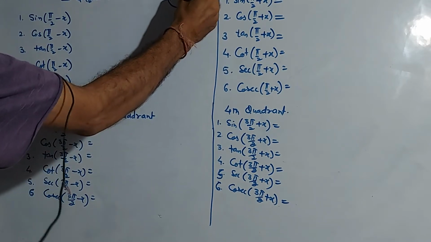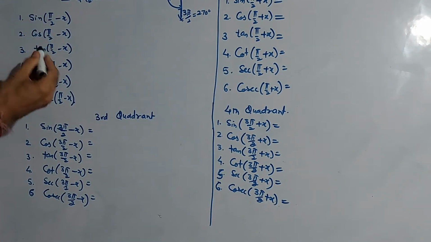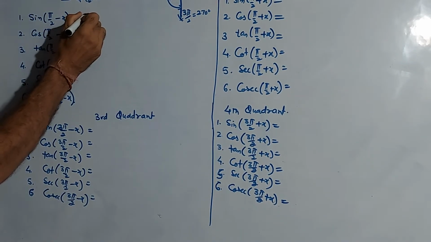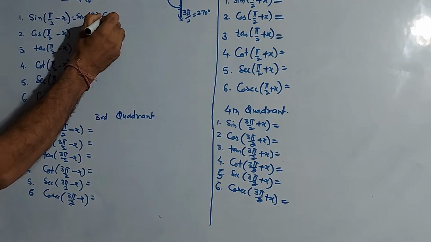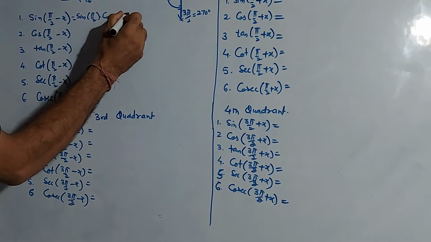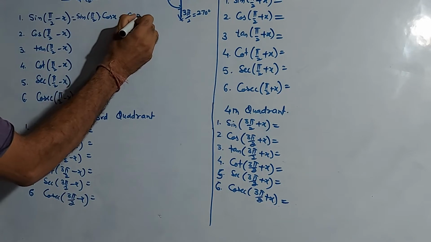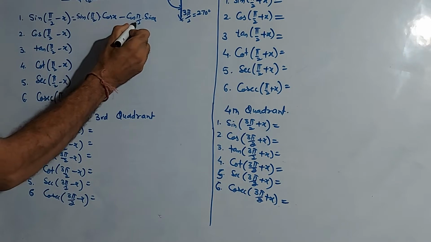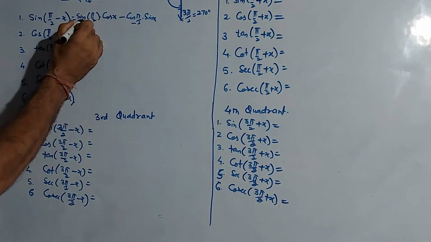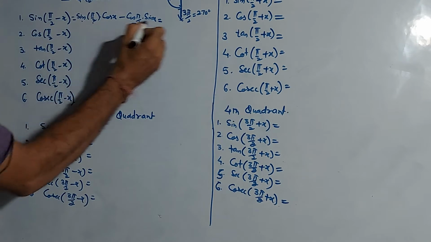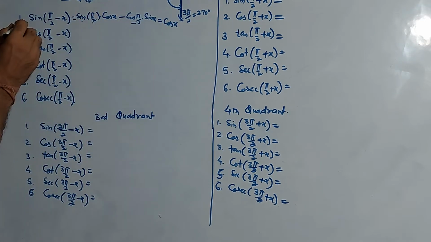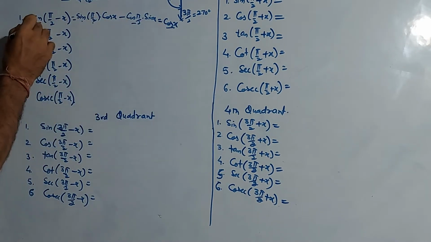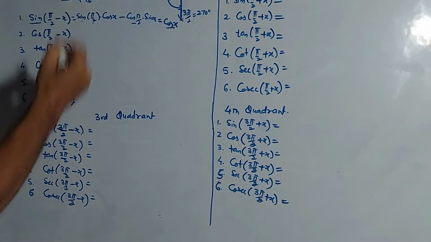So in the first quadrant, 90 minus x, we can use the formula sine(x minus y), which is sine pi by 2 into cos x minus cos pi by 2 into sine x. Here cos pi by 2 is 0, so this becomes 0, and sine pi by 2 is 1, so the value is cos x. Therefore, sine is positive here, and sine changes to cos in the first quadrant.